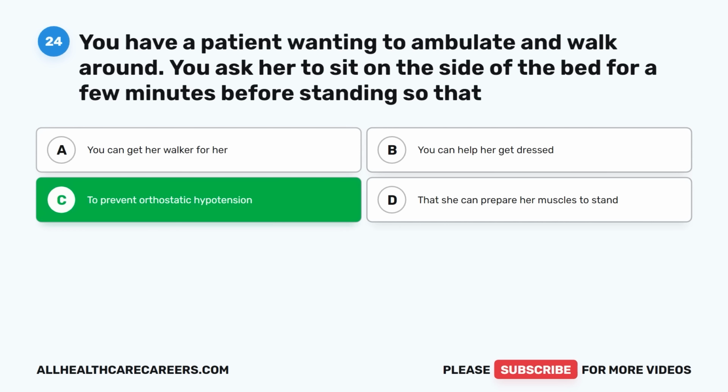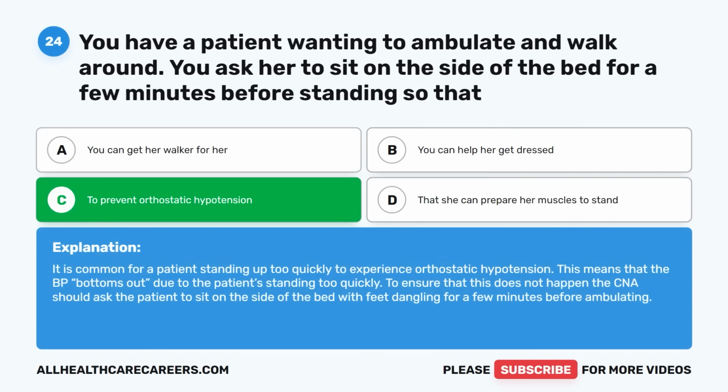To prevent orthostatic hypotension. It is common for a patient standing up too quickly to experience orthostatic hypotension. This means that the BP bottoms out due to the patient standing too quickly. To ensure that this does not happen, the CNA should ask the patient to sit on the side of the bed with feet dangling for a few minutes before ambulating.